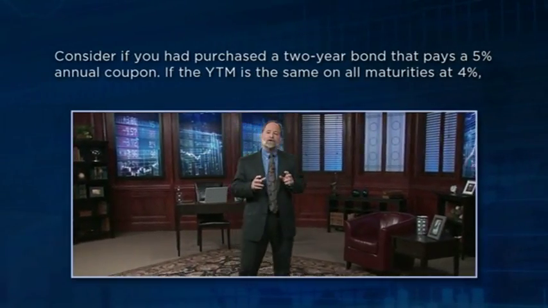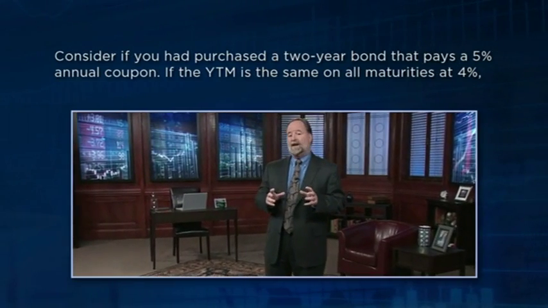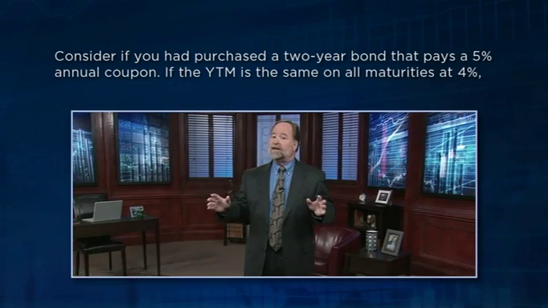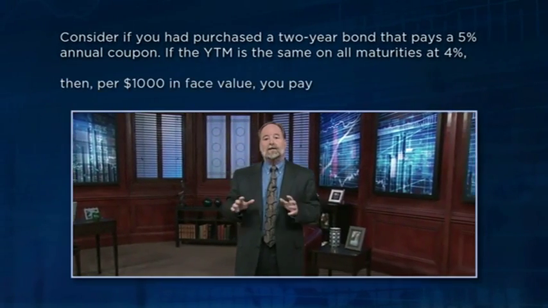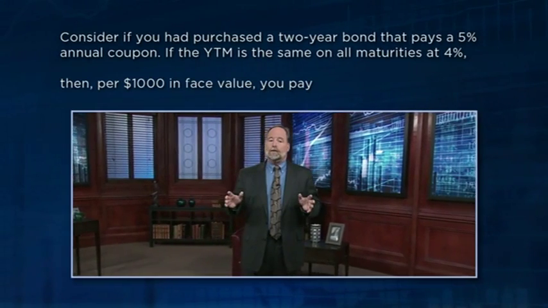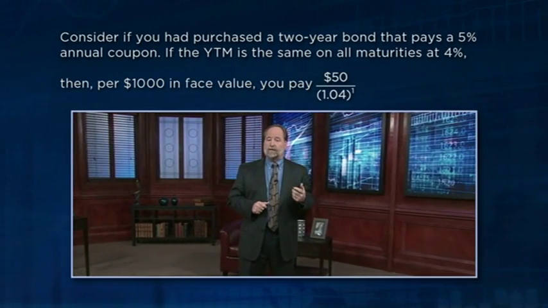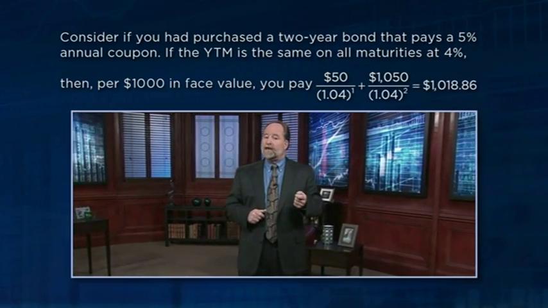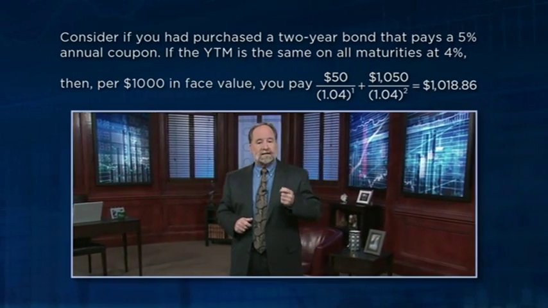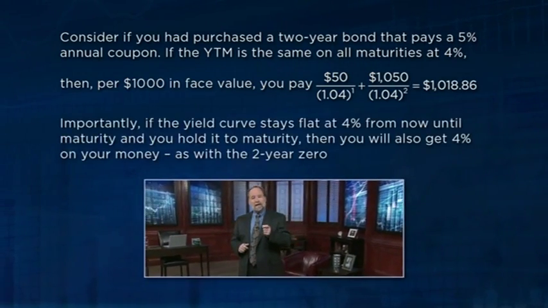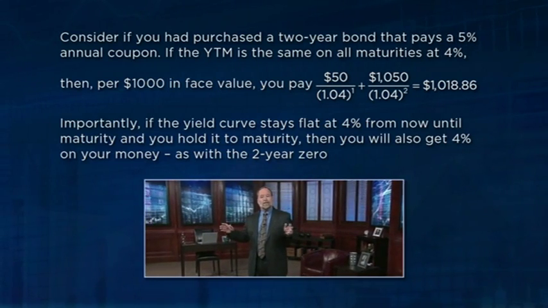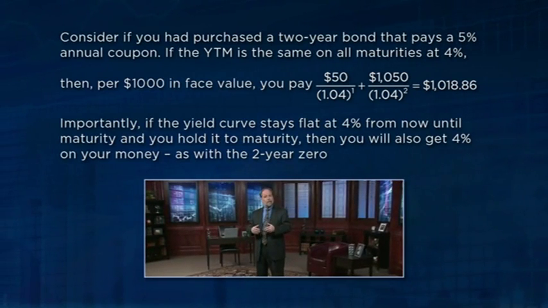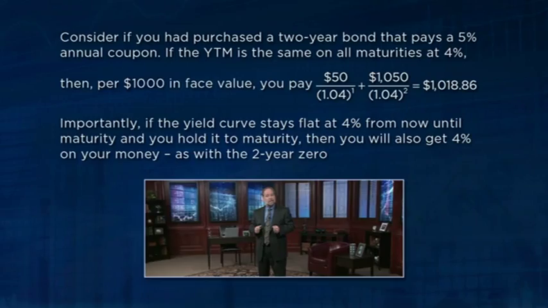Now consider if you had purchased a 2-year bond that pays 5% annual coupons. If the yield to maturity is the same at all maturities at 4%, that is, the yield curve is flat at 4%, then per $1,000 in face value, you would pay $50 discounted back once at 4%, plus $1,050 discounted back at 4% for 2 years. That ends up equaling $1,018.86. Importantly, if the yield curve stays flat at 4% from now until maturity, and you hold it till maturity, then you will also get 4% on your money, as with the 2-year zero.